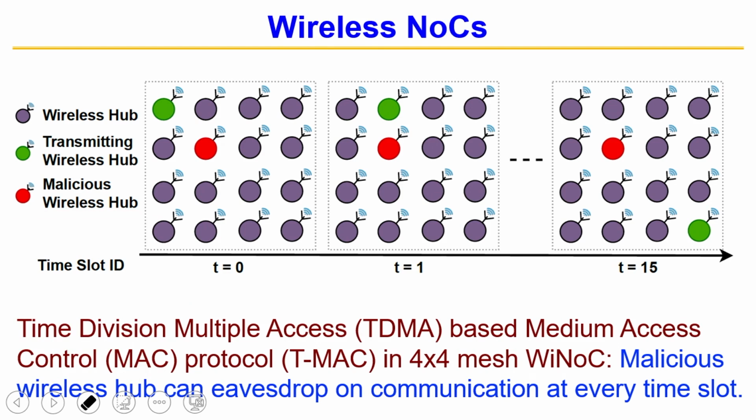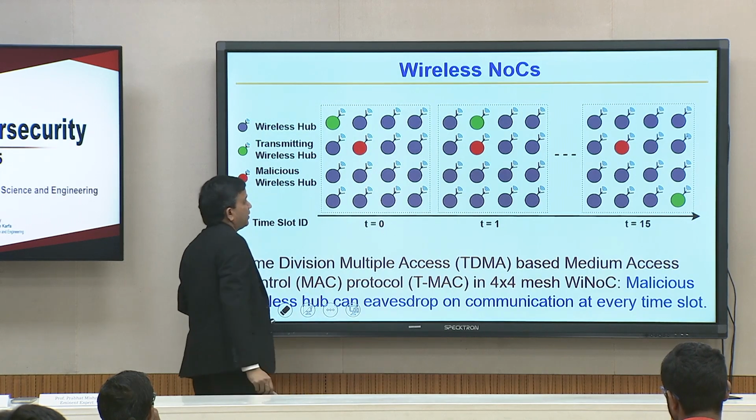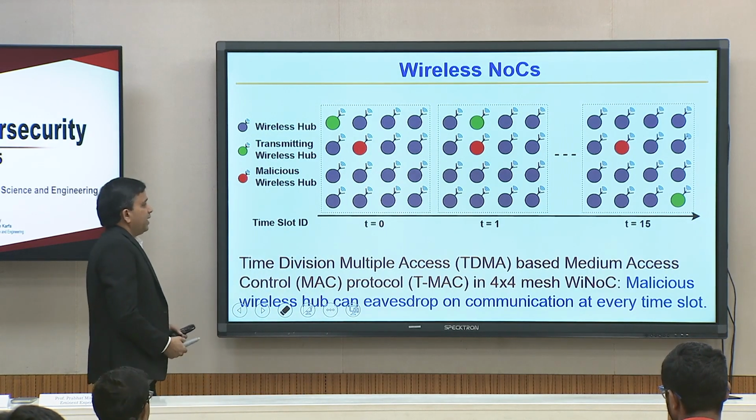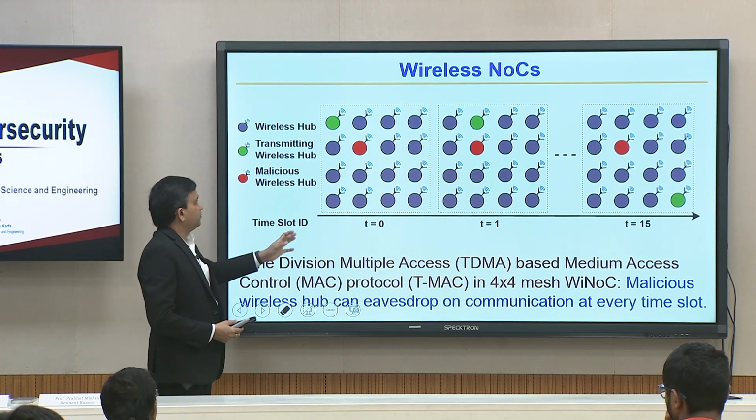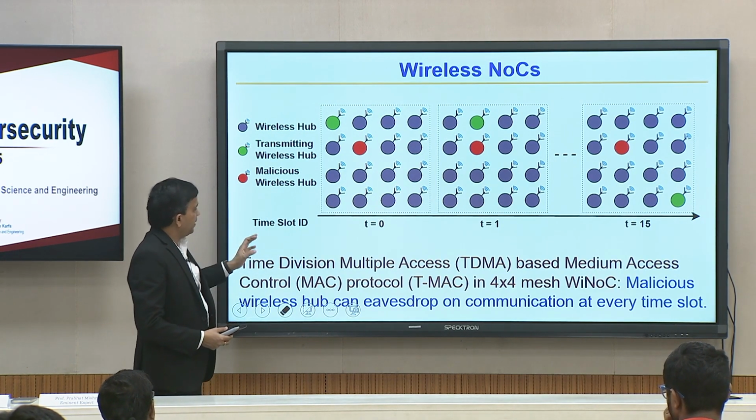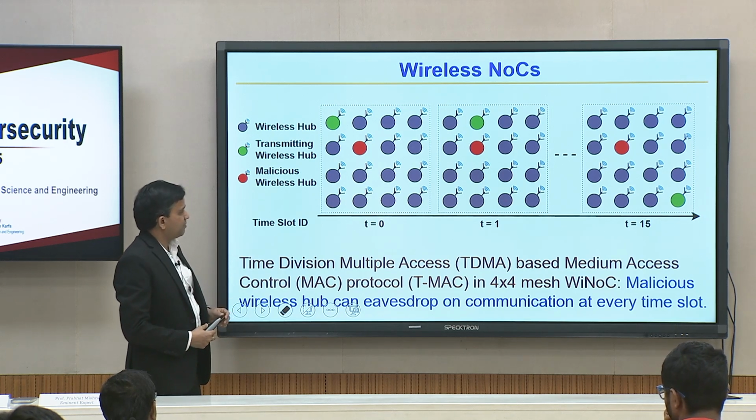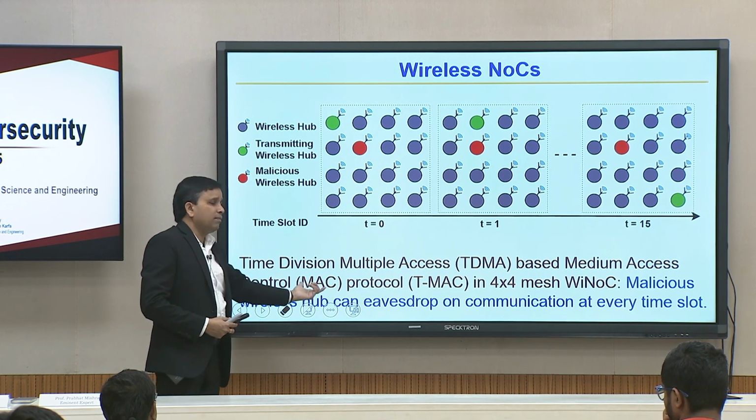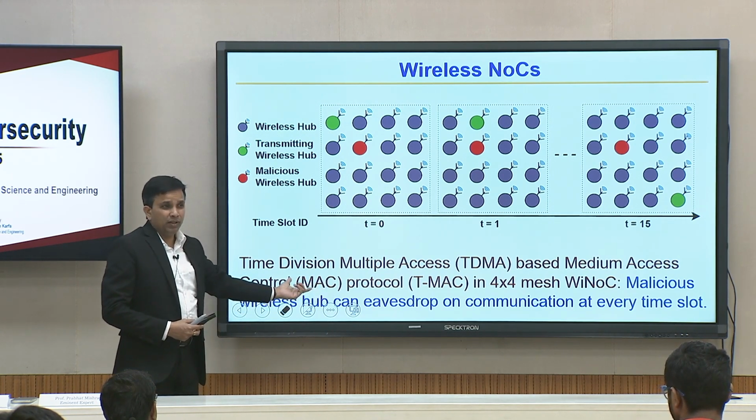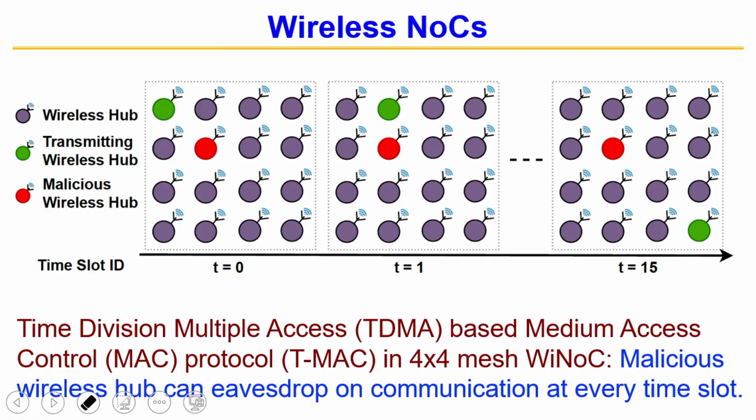So, in this particular example, we call these wireless hubs, and this is the one which is transmitting right now, and this is the malicious one which will try to do whatever it is. What you are looking at here is this wireless communication, where you have a time division multiple access based medium. This is also called MAC, but it is not message authentication code. This is basically medium access control, the medium access protocol used for doing this communication, and this is very common, known as TDMA MAC, that is basically used for wireless communication.